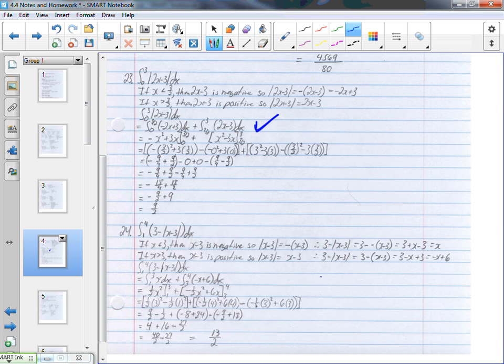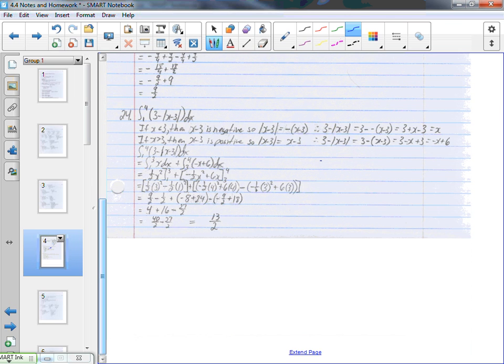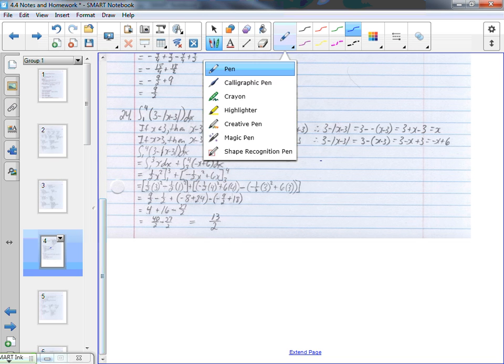Others from 1 through 25? All right, 24. All right, 24 is the same idea. It's a little harder to figure out what the signs are. So let's see here.